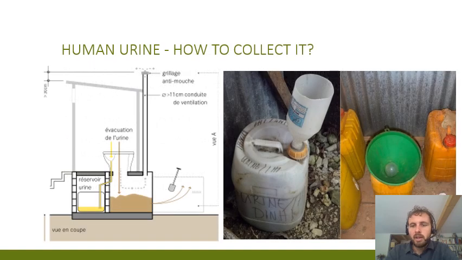How can you collect it? As I said, you have to separate it from feces, so there are a few possibilities. Some institutions developed this toilet that separates the urine from the rest, and then you can just collect it. So this is an example of a toilet that can be quite easily built, or you can just have a basic system to collect it.